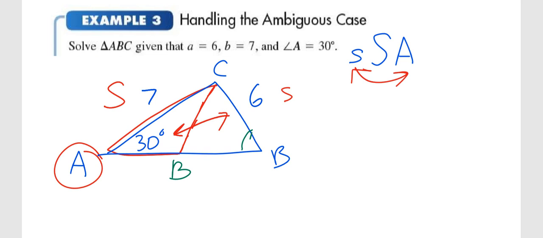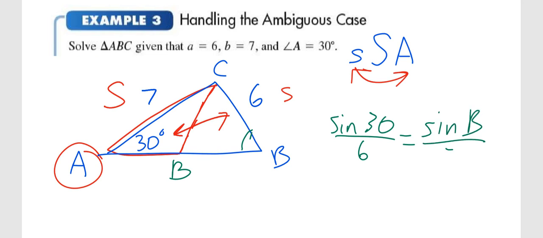Okay. We can use the law of sines, right? So sine of A, which is 30, over its opposite side equals the sine of angle B over its opposite side. You can go through the process of solving this proportion. And what you're going to find is that angle B is acute in this particular case, because what's the range of the sine inverse function?